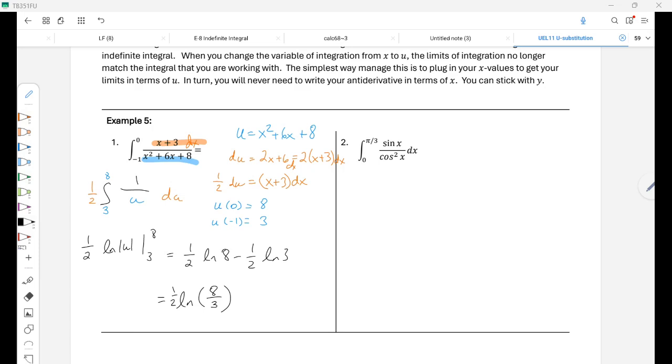Questions on any of that? All right. It's really just a remember. It's so easy to forget to do that. You've got to remember to change your limits.